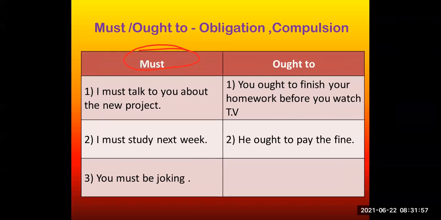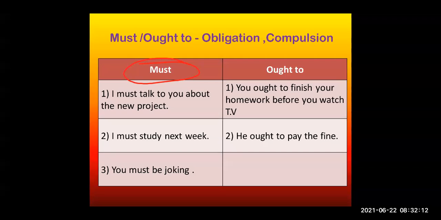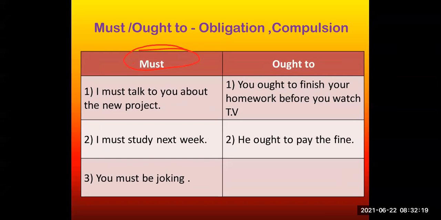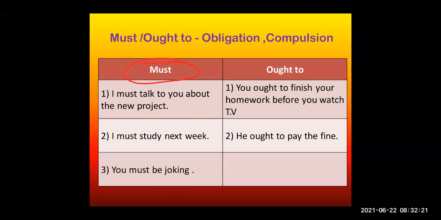First example: I must talk to you about the new project. Here we have used the modal auxiliary must. We use must when we are talking about an obligation or necessity, that I must talk to you about the new project.